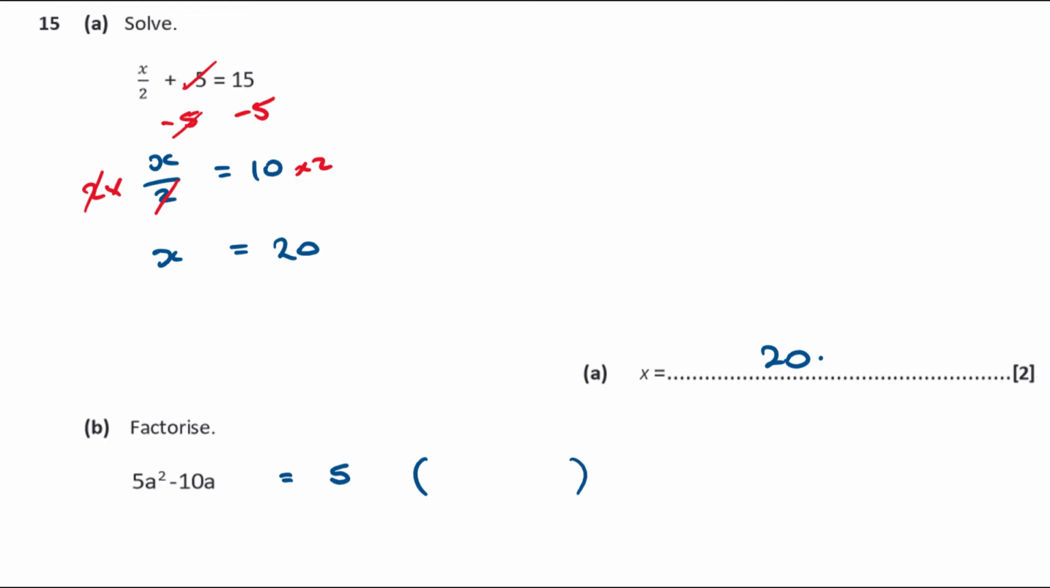But you've also got a squared and a, so a is also part of both terms. So I'm going to factorize out 5a. 5a times a is 5a squared, and 5a times 2 is 10a. So the factorized form is going to be 5a lots of a minus 2. So basically what goes outside the brackets is the thing that is common to both terms, and what goes inside the brackets is what's different about both terms.